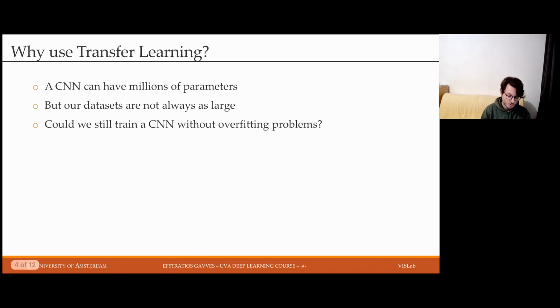So why do we want to use transfer learning? Well, basically, the problem is very simple. A ConvNet usually has millions of parameters, and on the other hand, our regular data are much smaller. They're not millions and millions of pictures, and even more so, they don't contain that many annotations. They're not richly annotated. So we can still train a convolutional neural network without overfitting by using transfer learning.